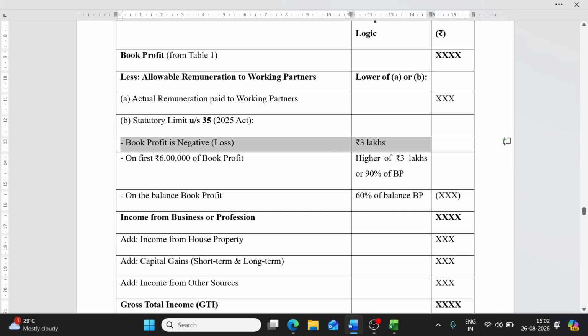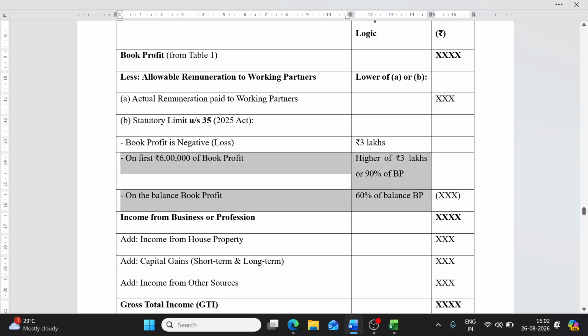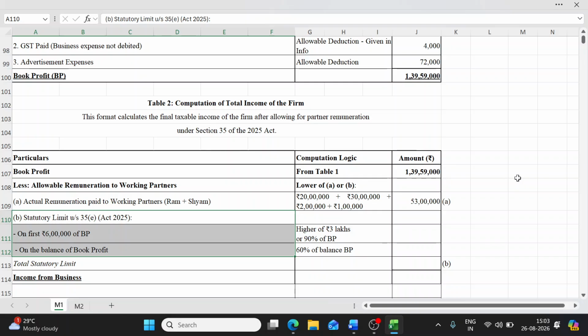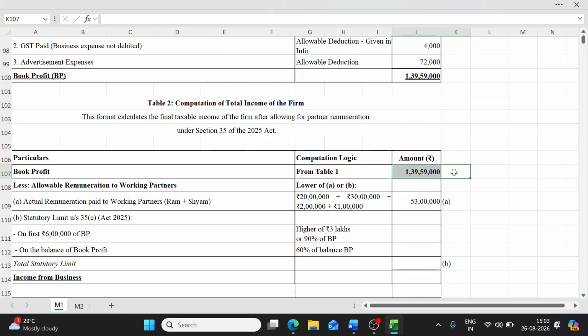But here in our case, the book profit is not negative. It is positive. So instead of this provision, we will calculate the total statutory remuneration as per these two important provisions. The first provision is on the first 6 lakh of book profit, and the second provision is on the balance of book profit. So let's compute first on the first 6 lakh of book profit. Now the total book profit is 1 crore 39 lakhs 59,000.